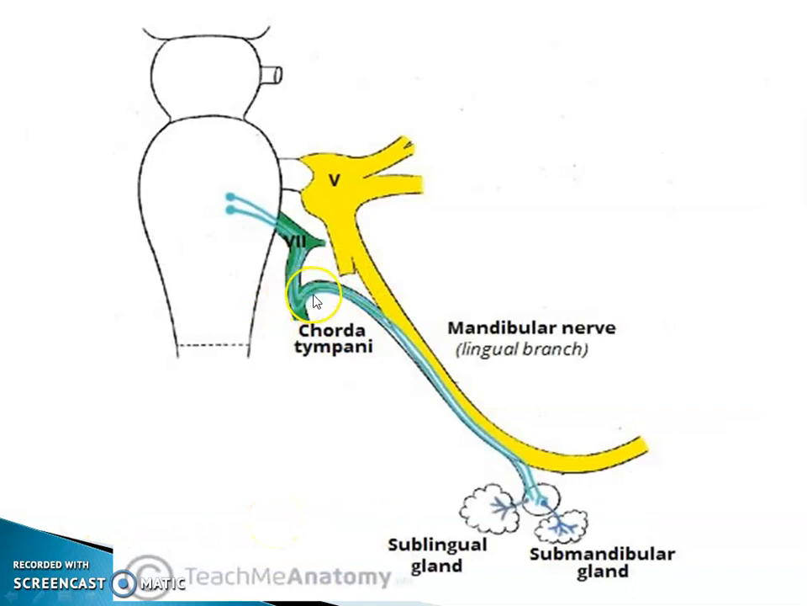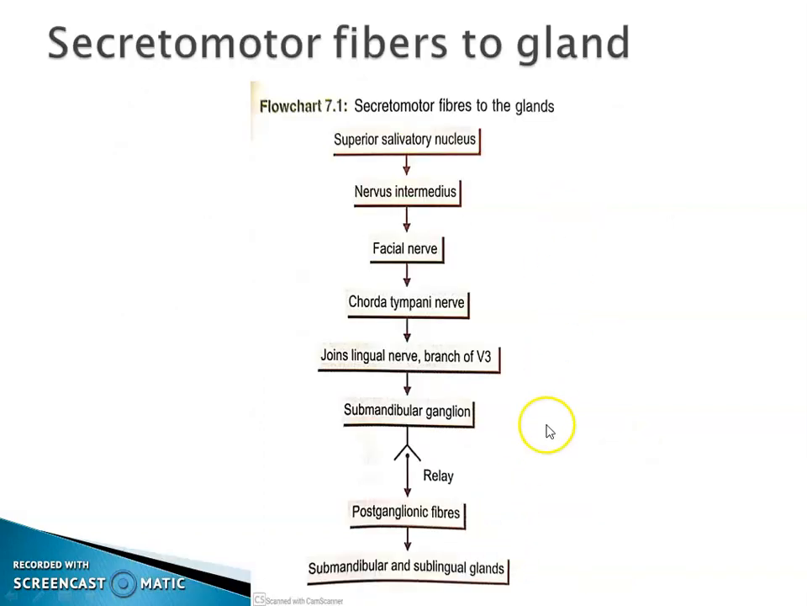We can see this chorda tympani joins with the lingual branch of the mandibular nerve, and then it relays into the submandibular ganglion. Then postganglionic fibers supply the submandibular and sublingual gland. This is the secretomotor pathway. The fibers arise from the superior salivary nucleus, travel to the nucleus intermedius, then the facial nerve, then the chorda tympani.